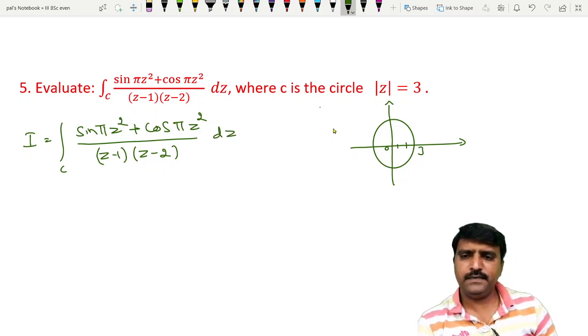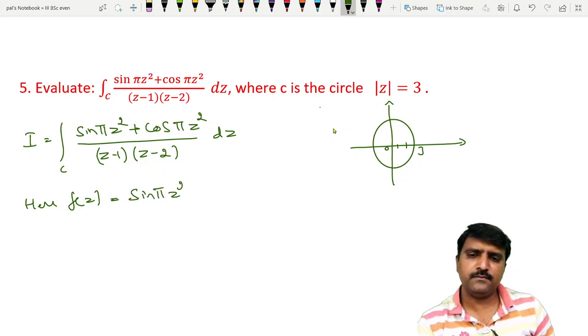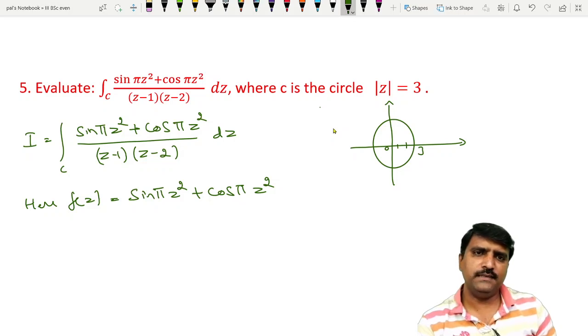Here, you can take that numerator function as f of z. So f of z is sin pi z square plus cos pi z square. And the points z is equal to a, so a is the point 1 and this is 2, both lie inside the circle.